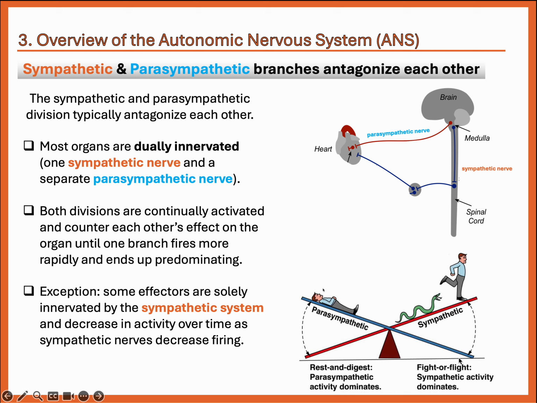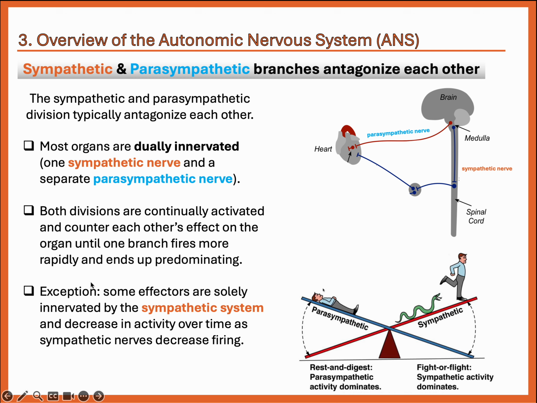So here you see that in a sympathetic, when the snake is coming at you, there's more firing of the sympathetic and a bit less firing of the parasympathetic. When you're resting and digesting, your parasympathetic will go up and your sympathetic will go down. When you're resting, your heart rate really goes down. When you're scared, your heart rate goes up, right? So that's an example of just one organ and how the sympathetic and parasympathetic fight each other, they antagonize each other.